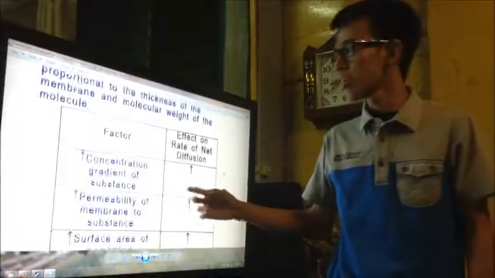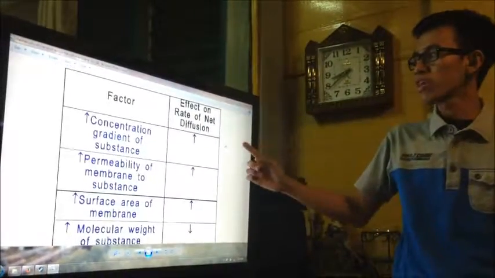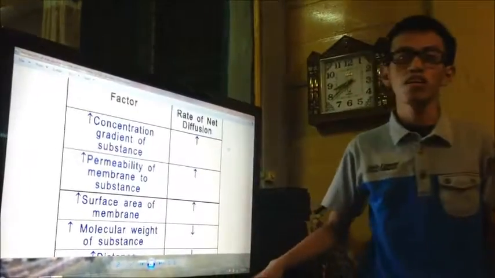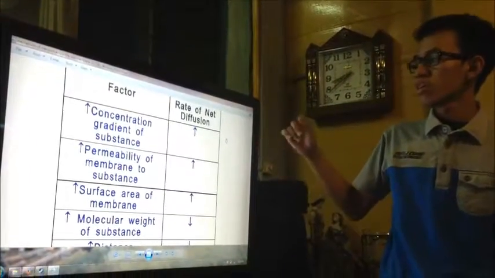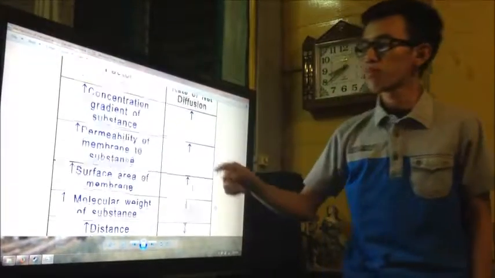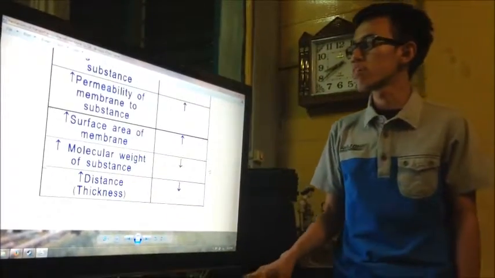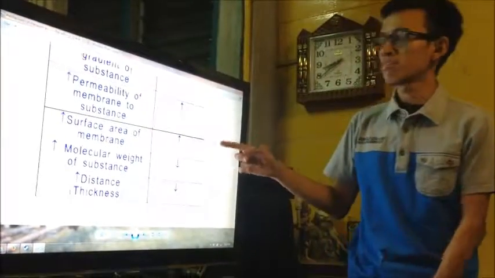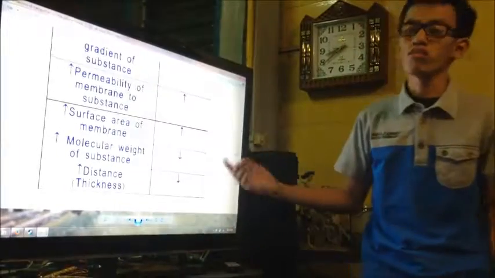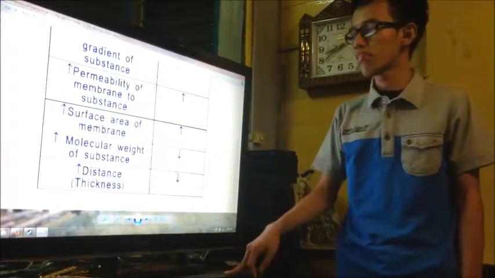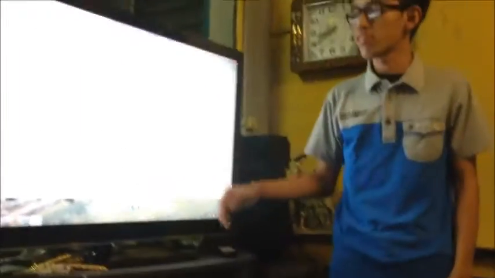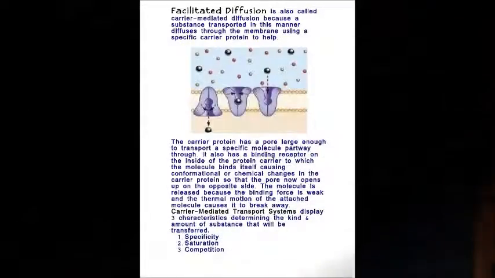Here's the table, factor and effect on rate of net diffusion. First is the concentration gradient of the substance, so the rate of net diffusion is increasing. The next is permeability of the membrane to the substance, and its rate is increasing also. Surface area of the membrane is increasing also. Molecular weight of the substance is decreasing, and distance or thickness is decreasing also.